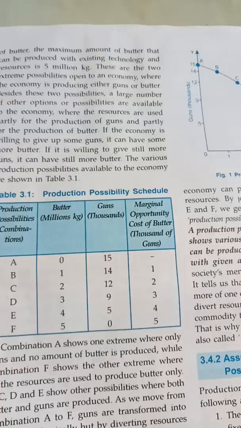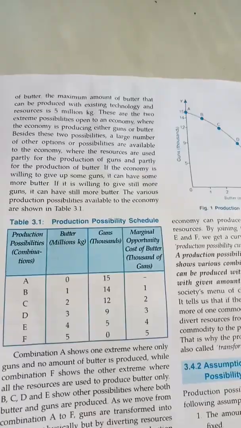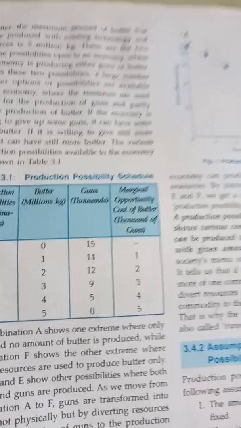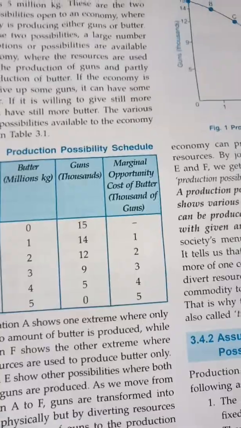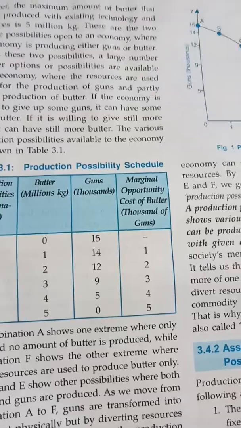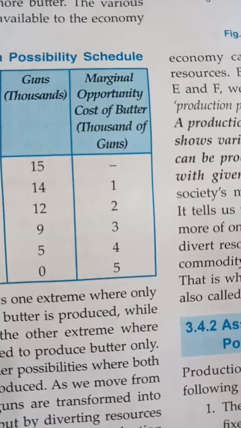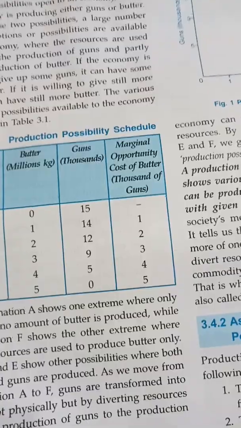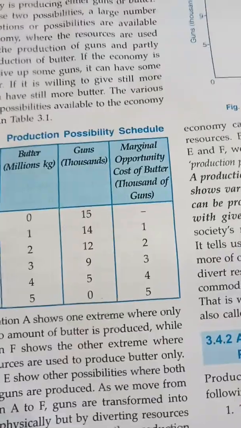Because initially it was 0 butter and finally it becomes 5 units of butter and 0 guns. That means all the resources are being transformed to produce more and more units of butter instead of guns. So more resources, more laborers are to be trained, and then they are to be employed. That is why the marginal opportunity cost of butter is increasing gradually. This is what happens. So I have discussed what a PPC is, and how we derive it.